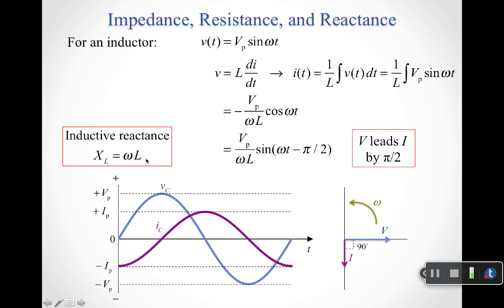Alright, so the inductive reactance, just like the capacitive reactance, just like the resistance, all of those are going to have units of ohms. And again, this is trying to tell me about how much my inductor is trying to oppose changes to the current.